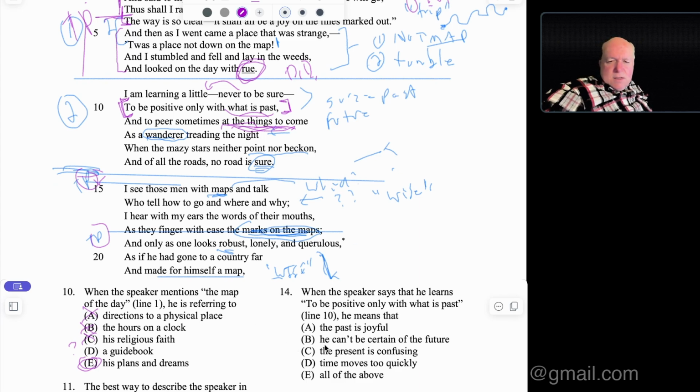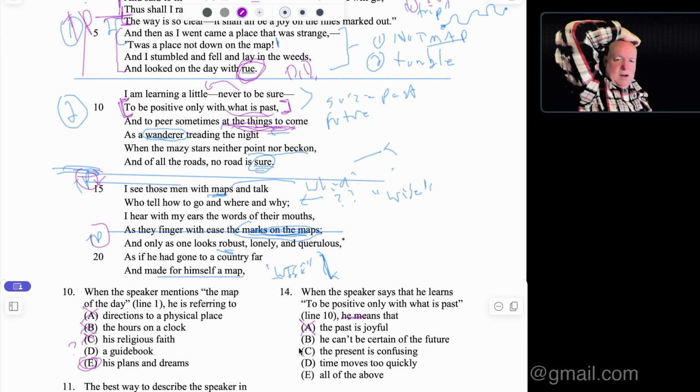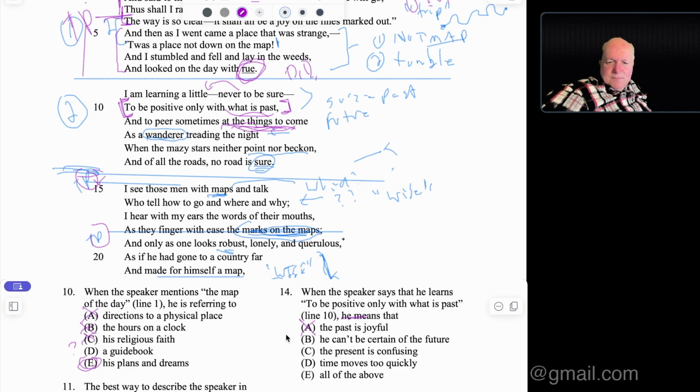All right, so we need to find something that tends to lean on mapping what I just said as close as possible. The past is joyful. Yeah, it can be, but that's not what the question's asking us. It's saying when he says that, what does he mean? He's not saying the past was joyful. I think he's just saying the past was certain. So it's not he can't be certain of the future. I like that one. That almost literally seems to be what I just said.